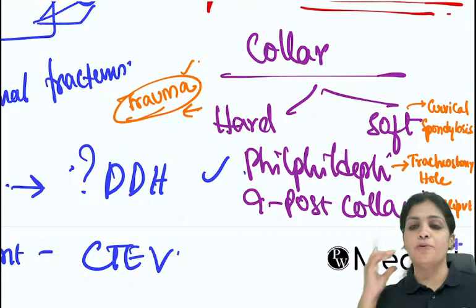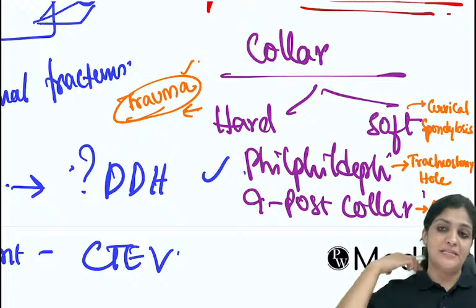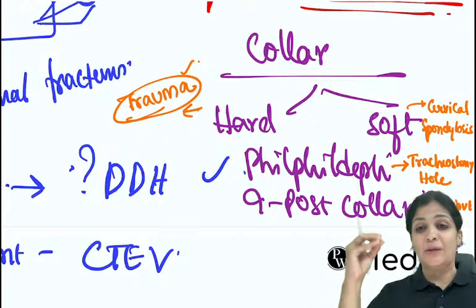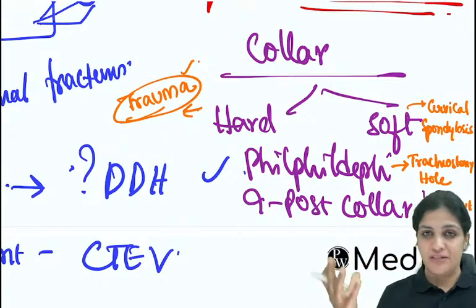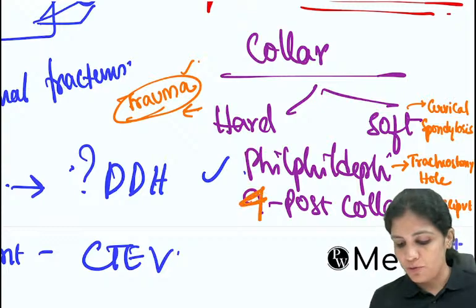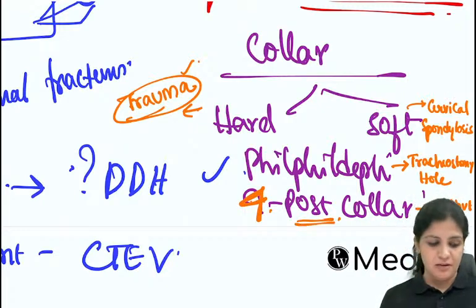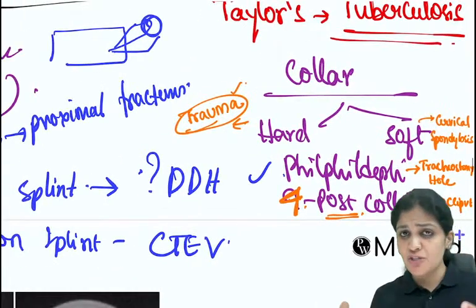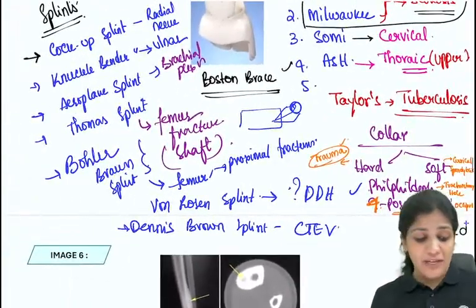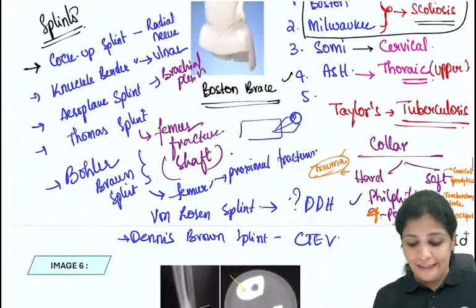And then your four-post collar, there are four posts which are present and it is used to stabilize the C1 and C2 with the occiput. Any fractures are present. So that is your four-post collar. So these are about the various splints, various braces and the collars.